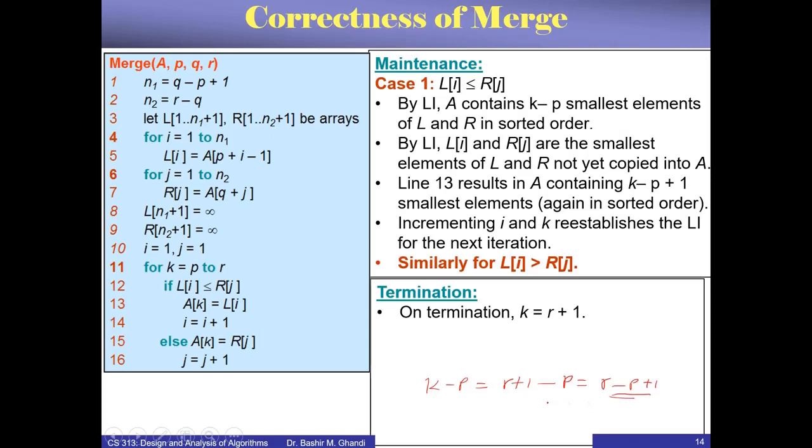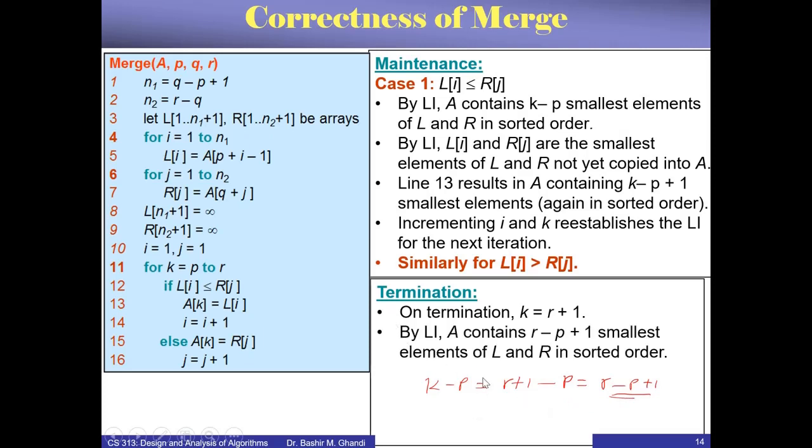So it means by the loop invariant, A contains R minus P plus 1 smallest elements of L and R in sorted order. But what is this R minus P plus 1? This is actually all the elements in A. Remember we said to know how many elements are in a range, you say the last index minus the first plus 1. Well, the last index is R. The first index is P. Clearly by the end of the loop, our array A will contain all the elements of L and R, except of course for the infinities.